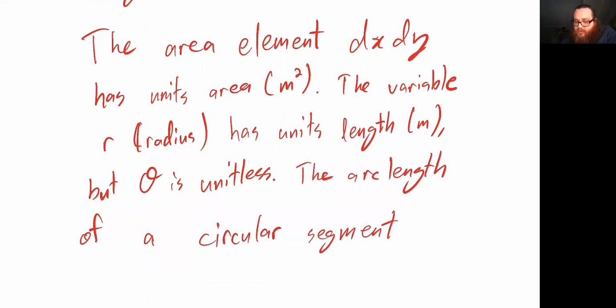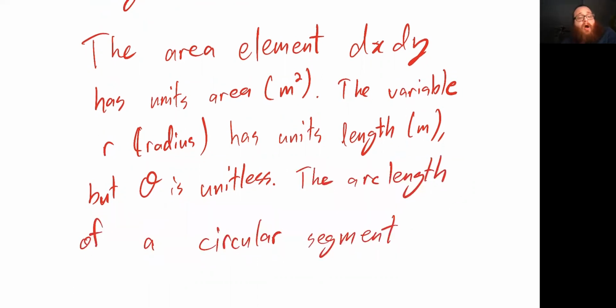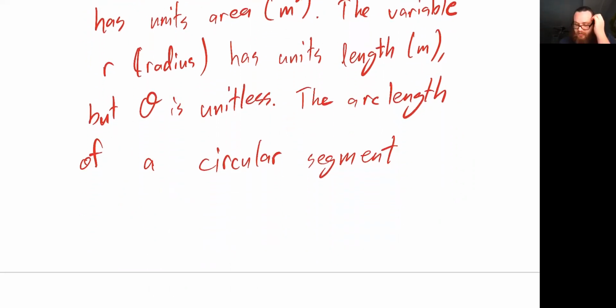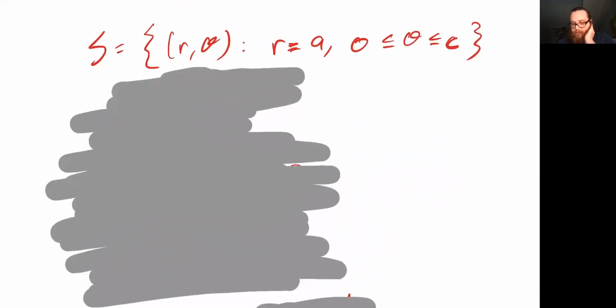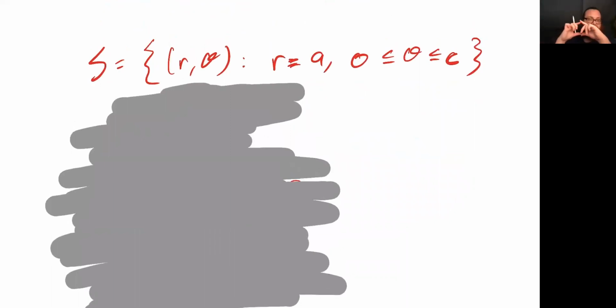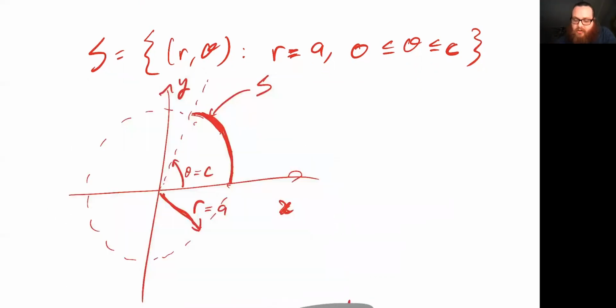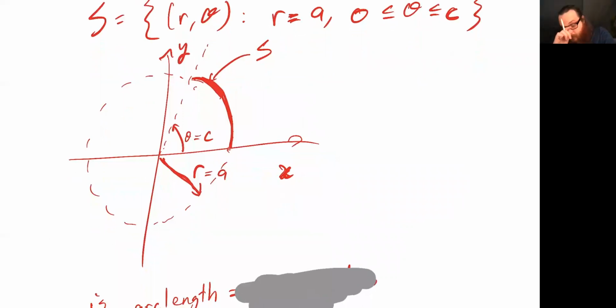Maybe one way to see that is to ask, what is the arc length of a circular segment? Say you have a circle. Actually, I think I have a picture. So fix a circle of some radius a, and then say we want the arc length for the arc that's starting at angle 0 and going up until angle c.